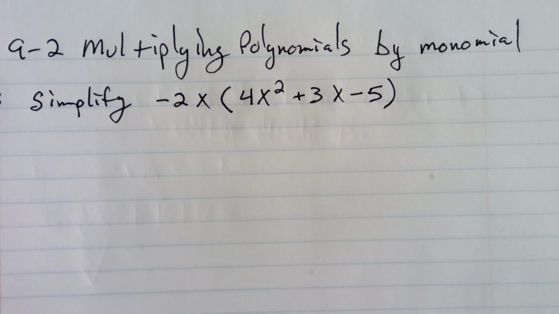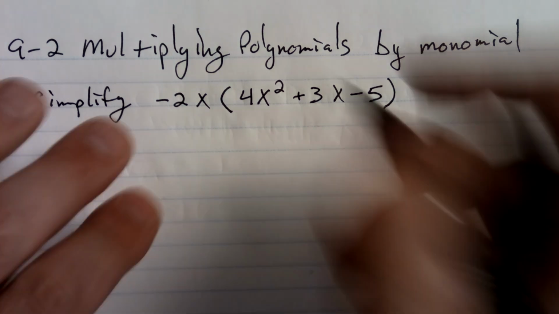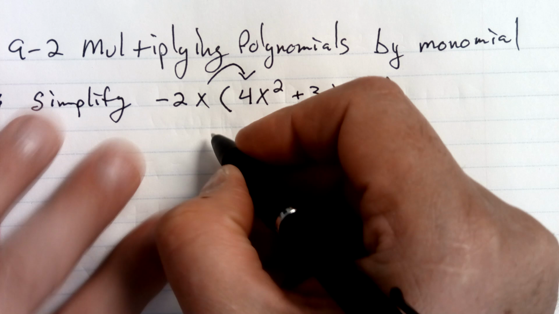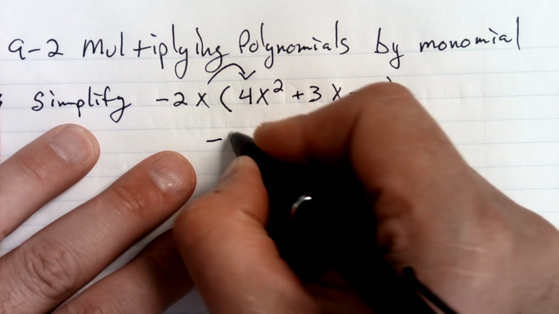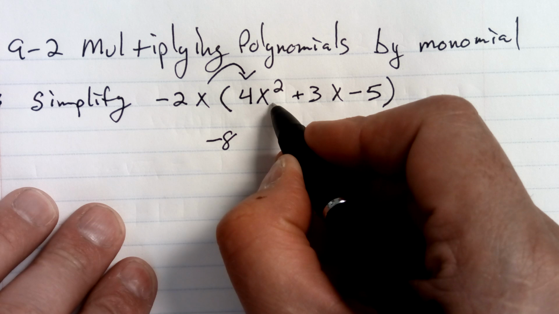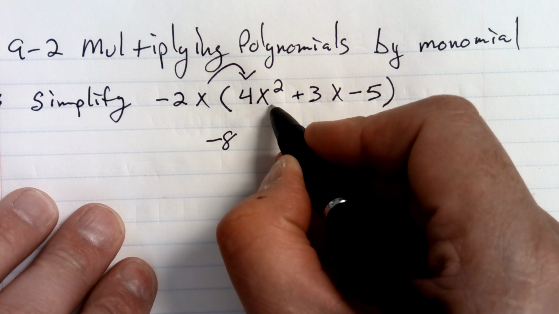That's all you have to do. We're not solving for anything, we're just simplifying. So we're going to distribute the negative 2x to the 4x squared. What's negative 2 times 4? Negative 8. I like that. Now question, what is x times x squared? Do we know? Well, let's find out.